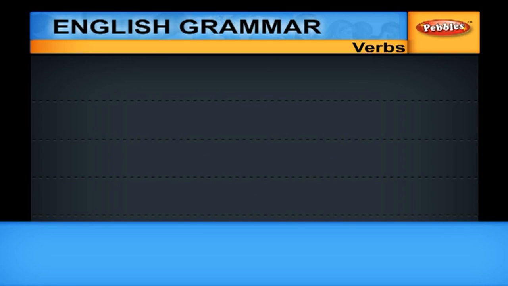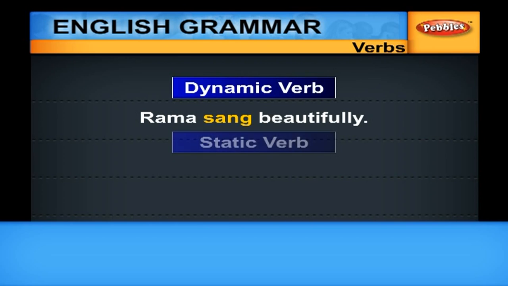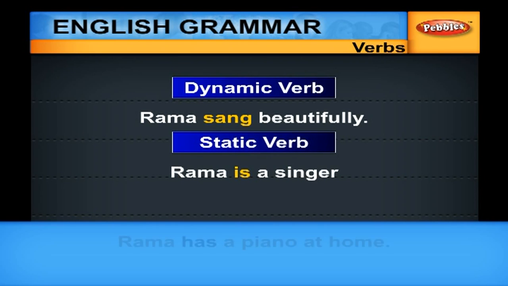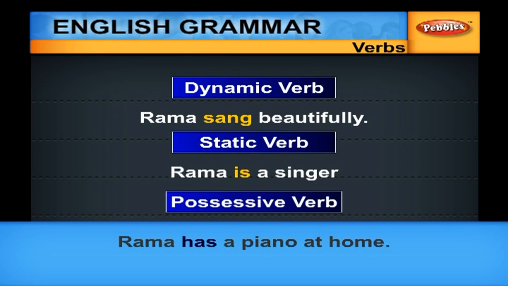You can understand that a verb can do three functions. It can denote an action. It can indicate a state of being. It can indicate a possession. These are the three different functions of a verb.